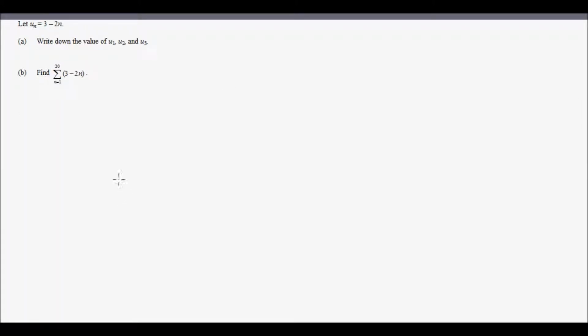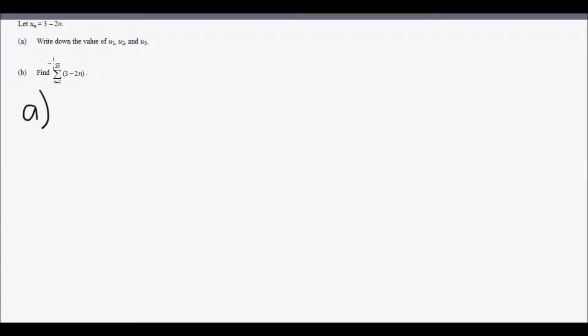Hey guys, so now we move on to the last question in our sequences and series video. This question is rather more rare, but it is something interesting to look at. Instead of being given a sequence, we have been given a function for computing terms in that sequence. So we will use this function to answer questions A and B.